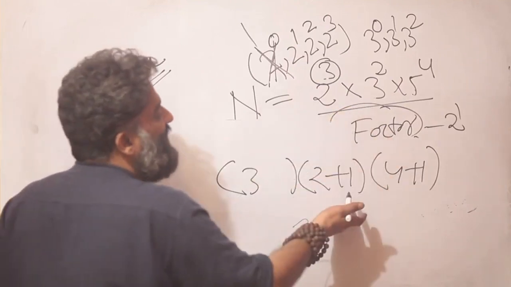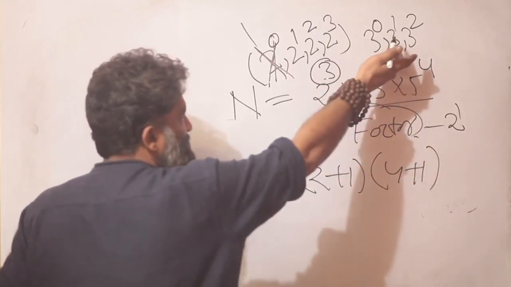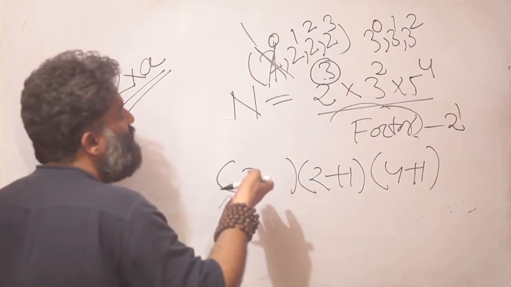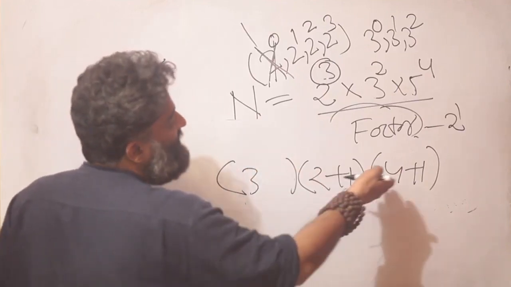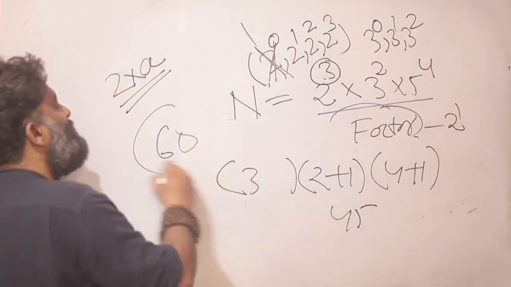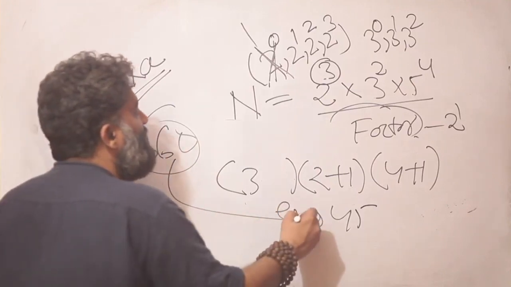Do I need to add 1 in the other places? My logic continues for the same purposes, because the 5 possibilities for 5 will remain. My answer now would be 3 into 3, 9, and 9 fives are 45, right? We had figured out the total number of factors was 60. Out of 60, 45 are even.